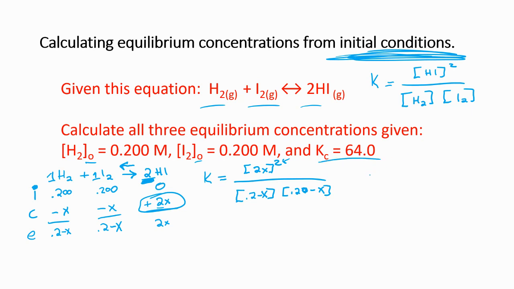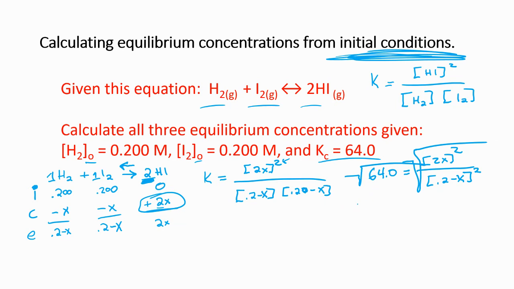They give me the K value at 64 is equal to 2x all squared over 0.2 minus x squared. See what I did there? Now, this is actually a really tough problem to solve, except that we lucked out big time. It's, I think, what your math teacher would call a perfect square. What that means is I can take the square root of both sides of this equation, and I end up with something pretty simple to solve.